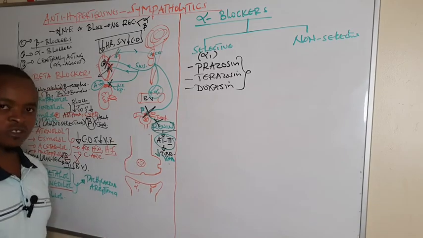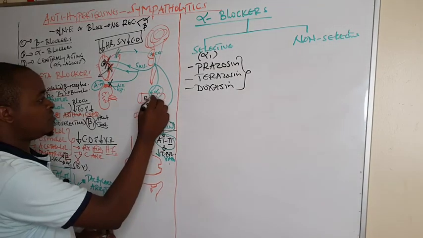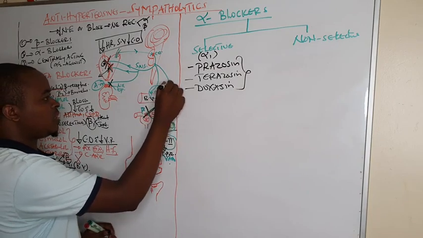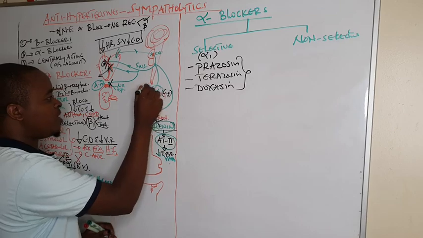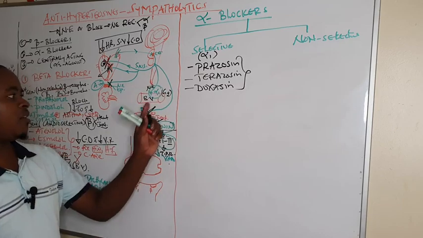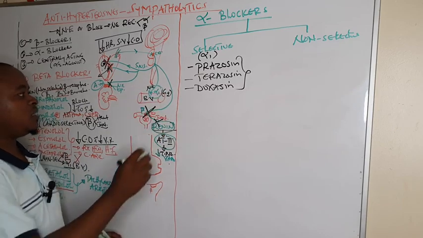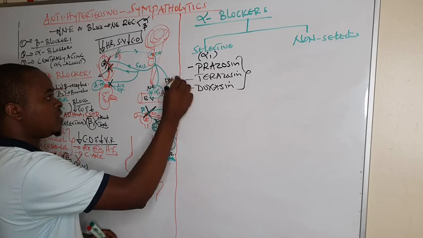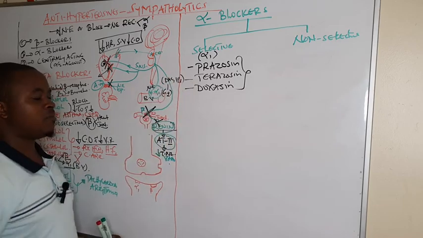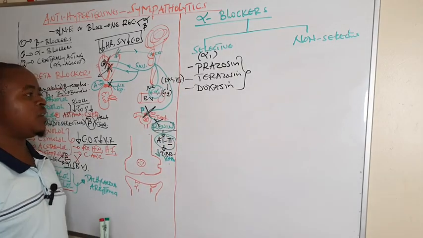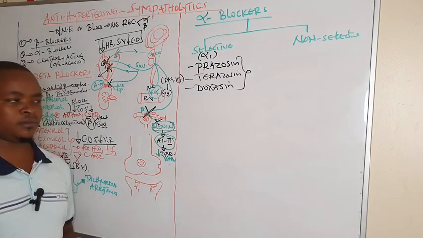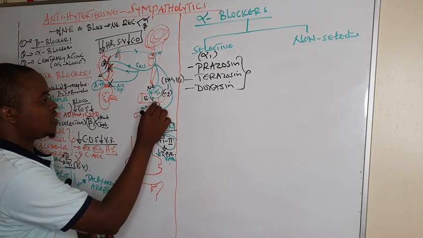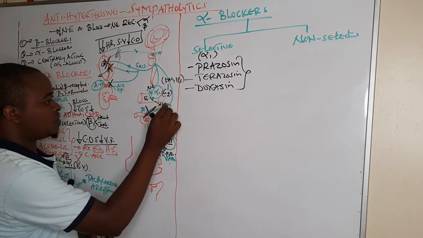The smooth muscles of the blood vessels have alpha-1 receptors which work under Gq, meaning when the norepinephrine binds on the alpha-1 receptors, it leads to production of DAG and IP3. These are second messengers which can increase contractility of the smooth muscles of the blood vessels, leading to vasoconstriction.